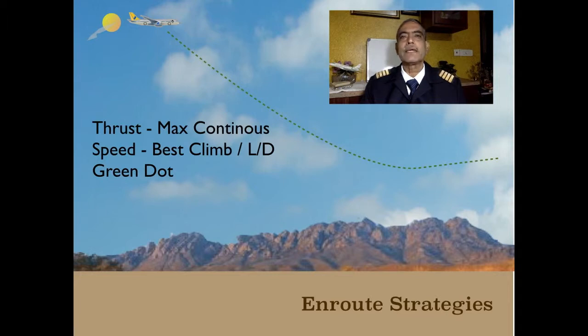Now the best course of action that the pilot would take is to get onto the green dot speed, that is the best lift by drag speed, in which he will have the least rate of descent. Let's appreciate that at a high altitude, it's not climb anymore, it is descent.